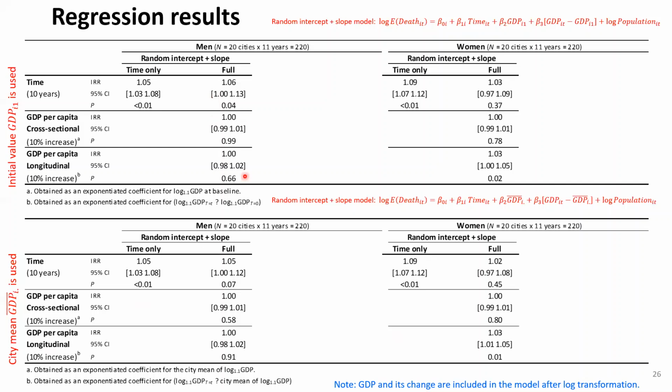First of all, when we compare this one, this one, and this one, so we are comparing vertically, they are very similar, according to me. So in our case, it doesn't matter that much which one we take, the initial value of GDP or the mean GDP, to decompose GDP.